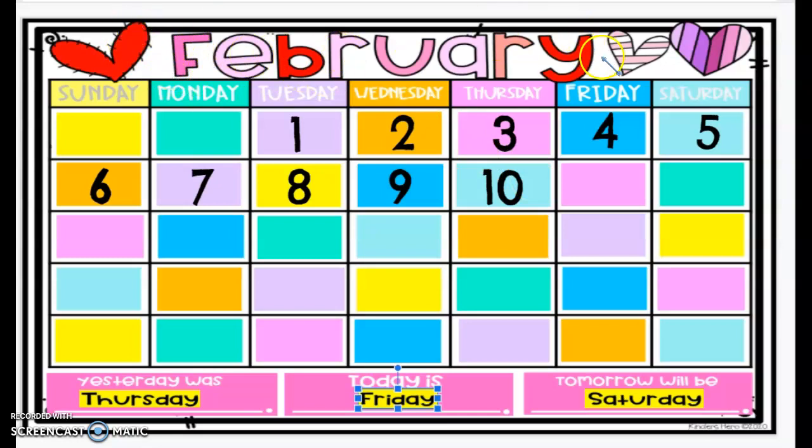We are still in the month of February. Look at the top. And yesterday was the 10th, so that means what comes after 10? 11. Good job. And if yesterday was Thursday, that means today is, and I just said it, starts with the F, Friday, and tomorrow will be Saturday. Means an extra day of getting to play longer, right, when you don't have school.